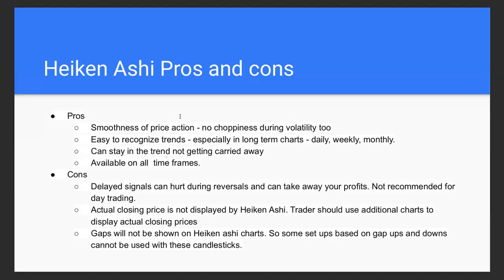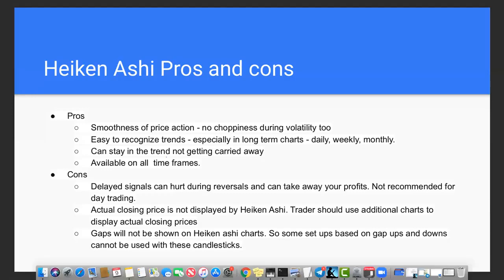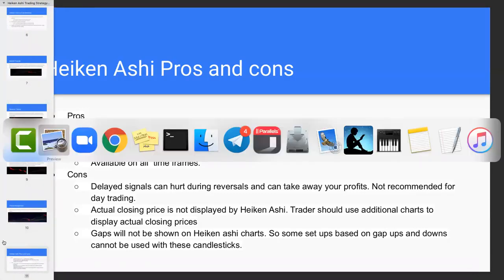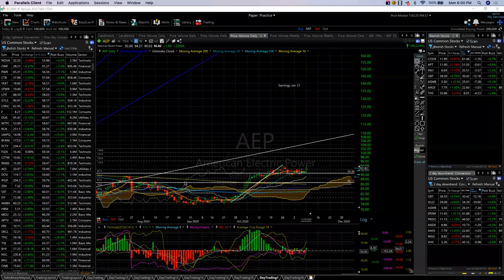Third thing, there will not be any gaps shown on Heiken Ashi. For example, let's say the other day a stock gapped up, you won't see those gaps. Everything is smoothly driven. So if you are looking to trade strategies using gap ups and gap downs, then you may not be able to do it with Heiken Ashi. Okay, so these are some of the pros and cons. Now let's look at some realistic charts and see how they look. Is there something that you guys want to look at? Any trending charts? Anybody?